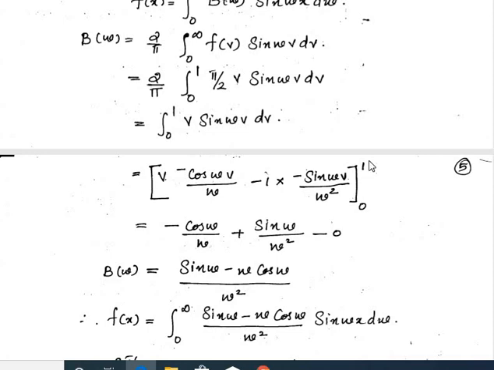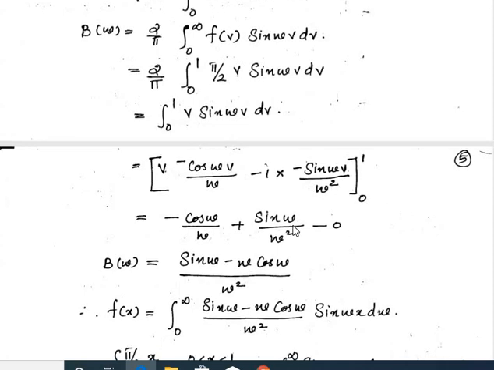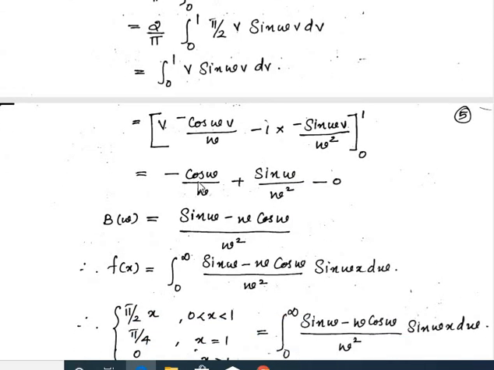Now we can apply the upper limit 1 and lower limit 0 to v. Applying upper limit 1, it becomes minus 1 cos omega by omega plus sin omega by omega square. When we apply the lower limit 0, the cos term and sin 0 are 0. So we get b omega as sin omega minus omega cos omega divided by omega square.